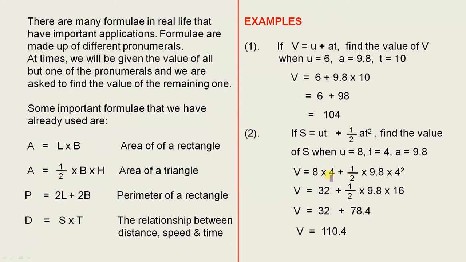So 8 fours are 32. That'll give us half by 9.8 by 16. So that's 32. Just use your calculator to work that out, which gives us 78.4. So when we add those two together, S equals 110.4.